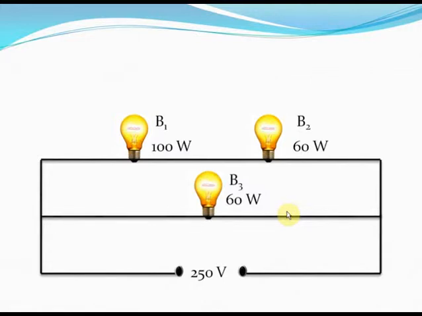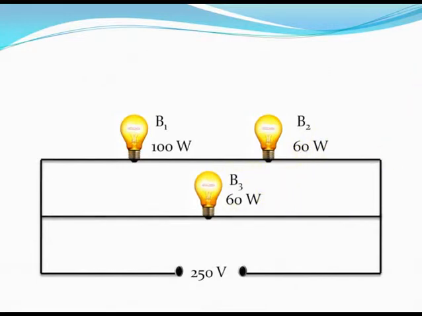Now, when you look at this question, you might say, isn't it obvious? You see, the bulb B1 consumes 100 watts of power, the bulb B2 consumes 60 watts of power, and the bulb B3 consumes 60 watts of power. So isn't it obvious that the power consumed by B1 is greater than B2, and the power consumed by B2 is the same as the power consumed by B3?